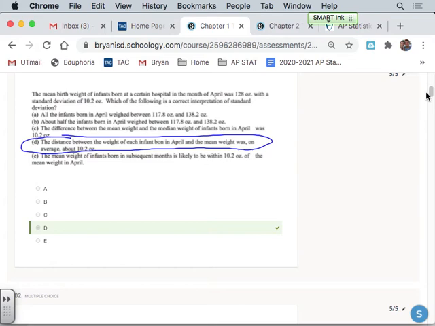I'm trying to look at E, the mean weight. The problem with E is that it's like the mean weight of the next months is likely to be within that. So that's not what standard deviation means. It means for the data that we had, this was the standard deviation. I don't know what it's going to be in the months to come. Things could change. But for what we had, it was that distance.